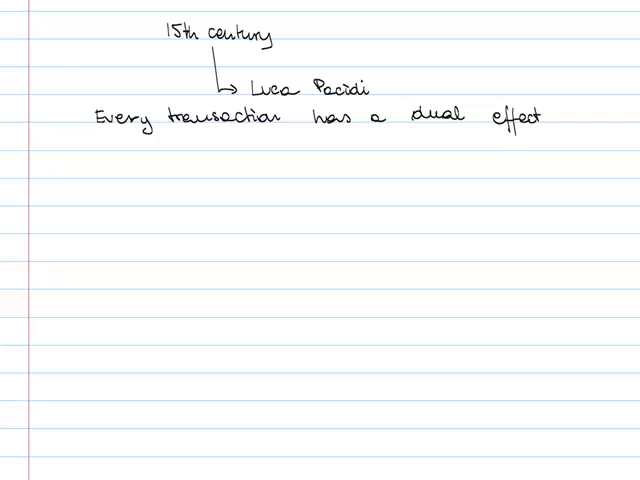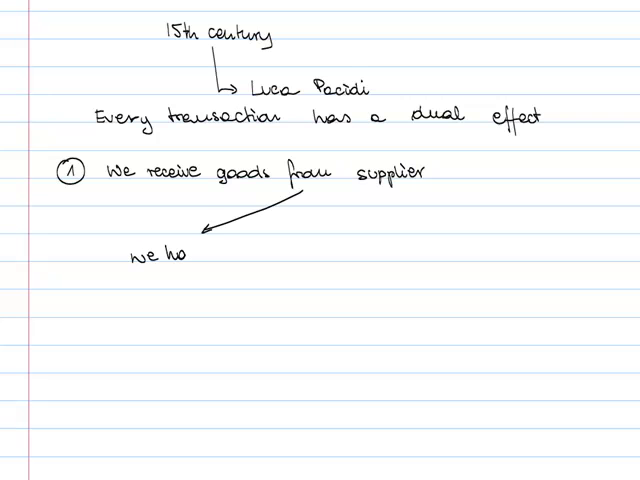All right, let's look at this. We receive goods from supplier. Now, on the one hand, we have goods. That's good. We own something, so that's our asset.